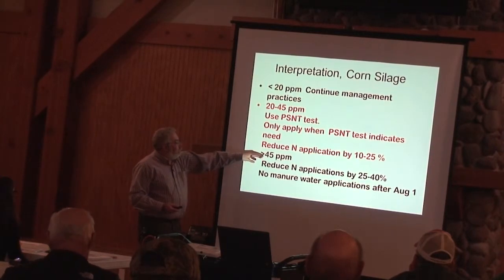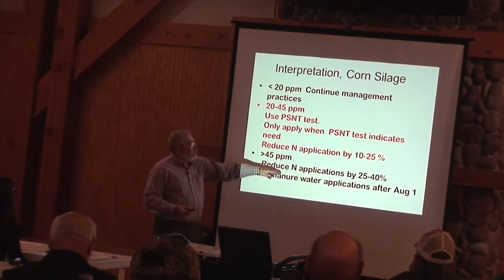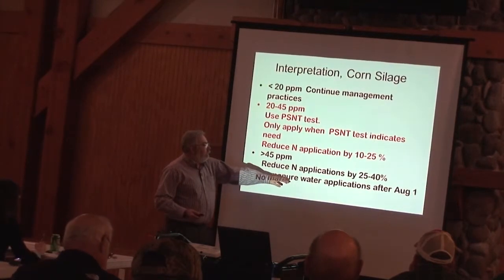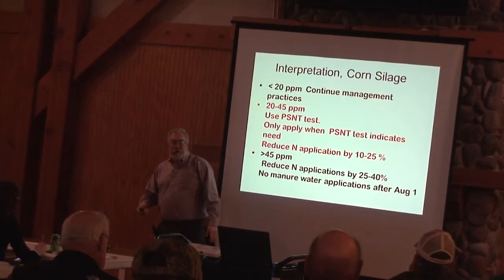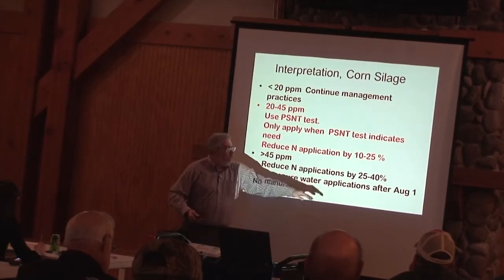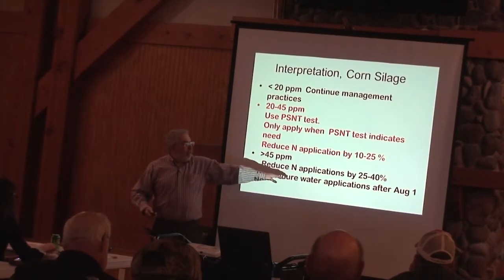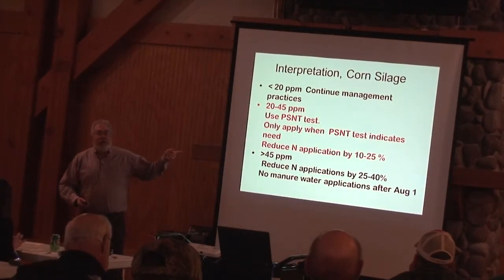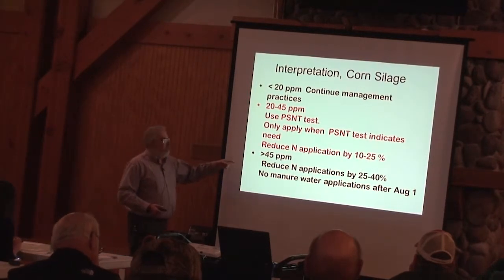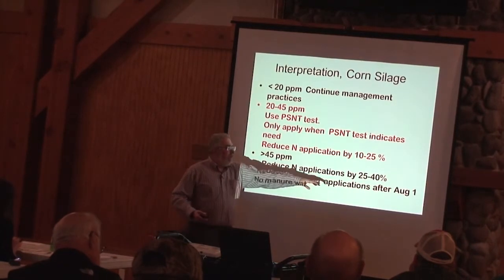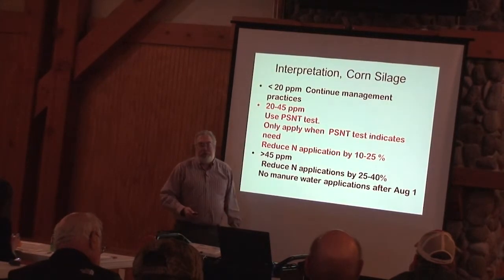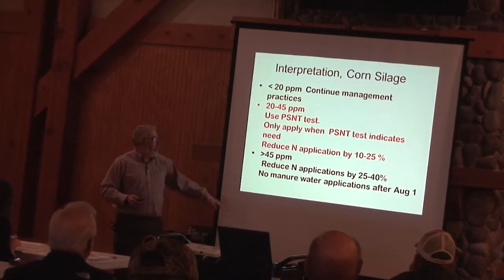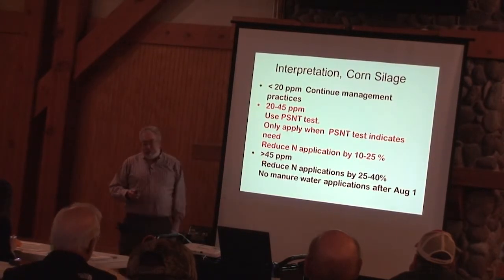If you're greater than 45 parts per million, definitely reduce applications by 25 to 40%, and no manure or water applications after October 1st. Manure, water, not manure and water, but manure, water. Because you may need to put water on after October 1st. Because that goes back to that slide where I talked about nitrogen efficiency for corn. After August, nitrogen use efficiency goes way down, which is why you want to reduce that if you have a number up by 45.